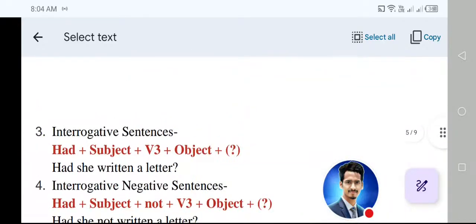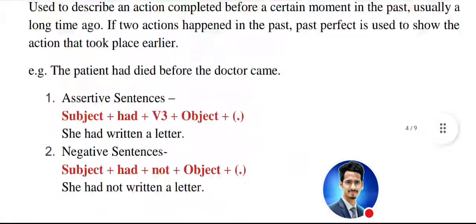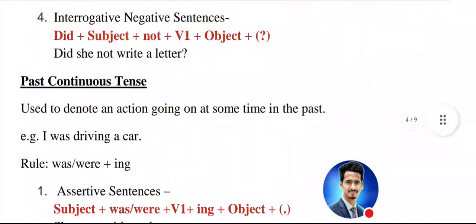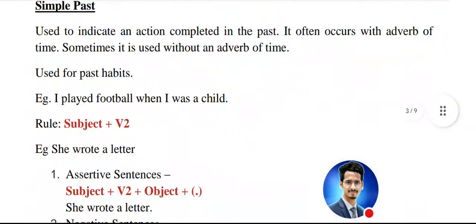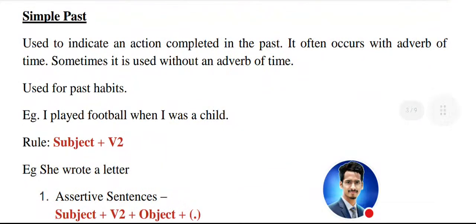Let's summarize it again. Okay, past tense. We will read this again in short. What is past simple or past indefinite? Used to indicate an action complete in the past. An action means any work that is complete in the past. It often occurs with adverbs of time, where you can see some time mentioned. Sometimes it is used without an adverb of time, and sometimes you cannot see any adverb.